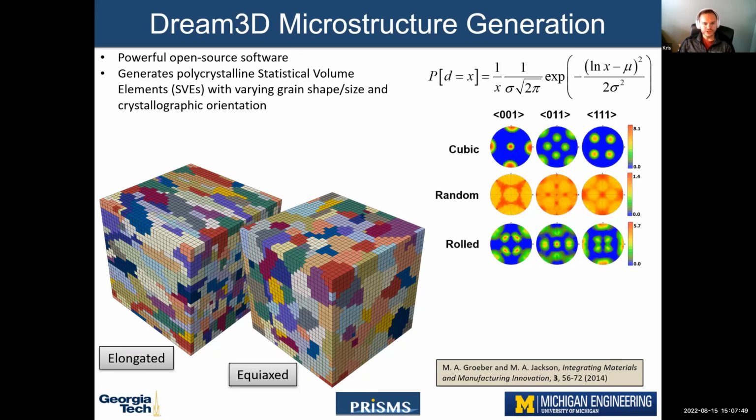Dream3D can let you generate microstructures of different grain shapes and sizes, as well as different crystallographic textures. Here I'm showing the orientation distribution function pole figures for 3 common textures of FCC materials.